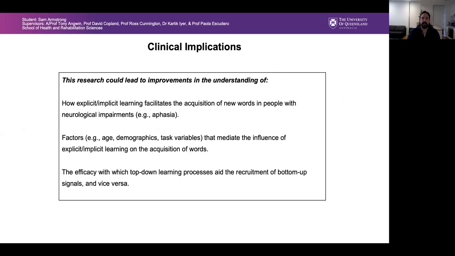Using EEG to measure brain responses across implicit and explicit learning, we look to establish a link between neural connectivity patterns and new word learning success. Improving knowledge on the brain mechanisms responsible for new word learning in healthy adults enables us to better understand language learning and may provide a framework for research into older adults or people with neurological impairment. Specifically, this research may improve understanding of how factors such as age may mediate the influence of implicit learning on the acquisition of new words, or how top-down learning processes aid the recruitment of bottom-up signals.